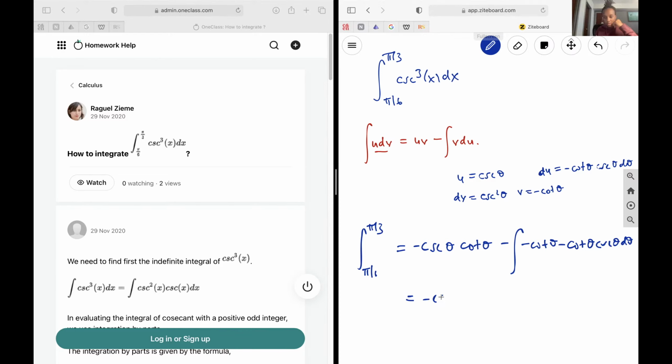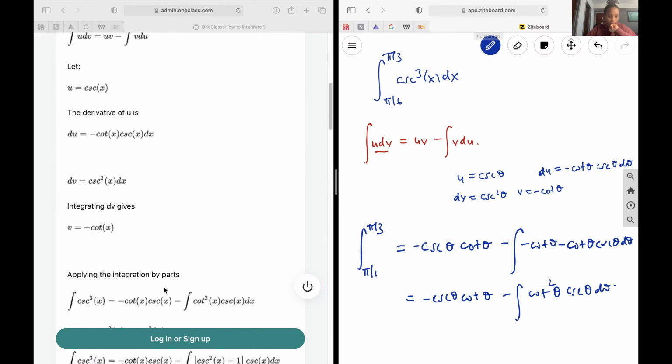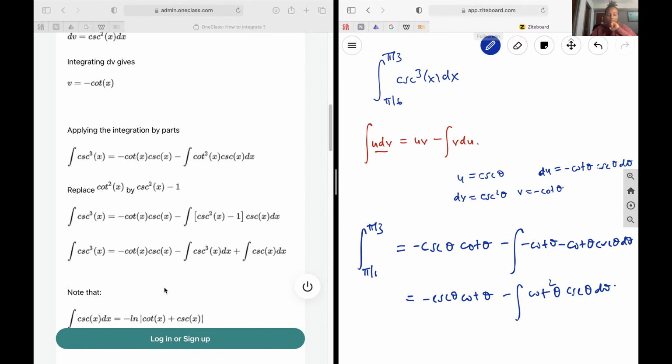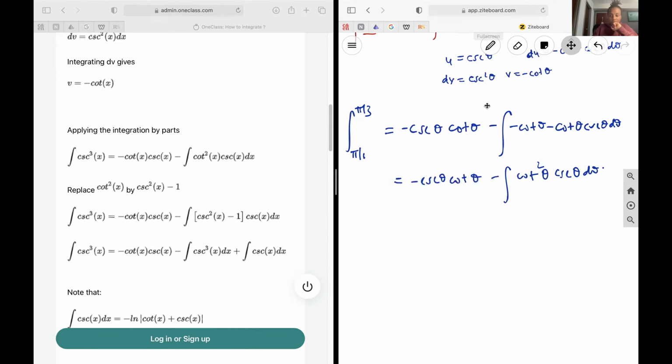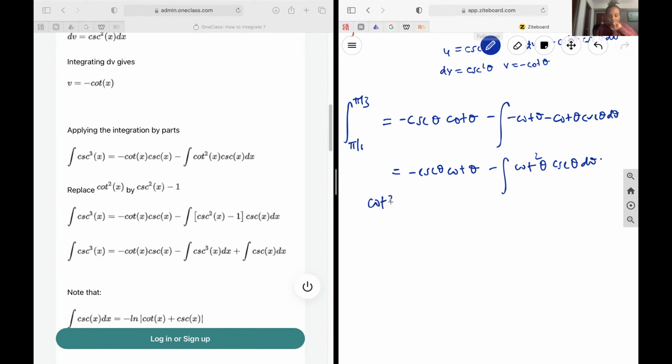And from here we get negative cosecant theta cotangent theta. Negative is going to leave a positive on the inside, and so we're going to remain with a minus here, the integral of cotangent theta squared, cosecant theta d theta. Okay, now from there we are going to use an identity, and that identity is the fact that cotangent squared theta is equal to cosecant squared theta minus 1.